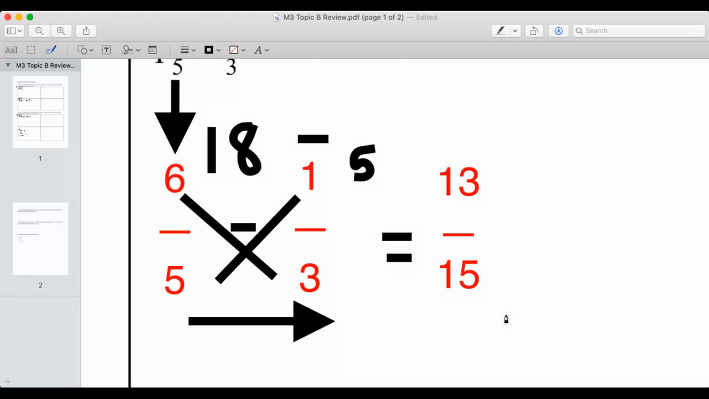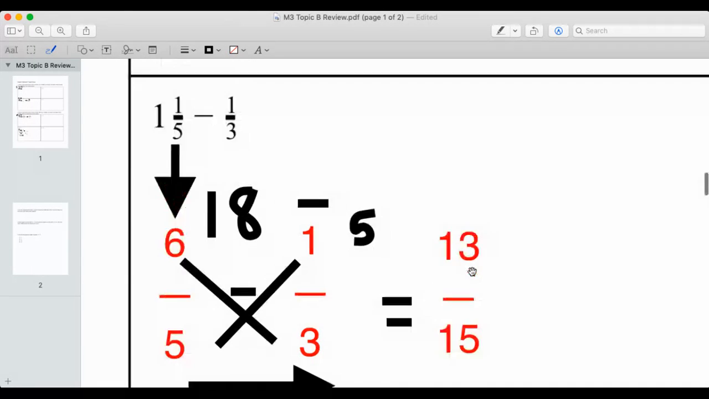When we look at 13/15 and we ask ourselves, can we simplify it? The answer is no. There's not a number that goes into 13 that also goes into 15 because 13 is what we like to call a prime number. Nothing goes into 13 except itself and 1. We also want to ask ourselves, is it a fraction greater than 1? Do I need to rewrite it as a mixed number? No, 13 is less than 15, so this is not a fraction greater than 1. We do not have one whole yet.